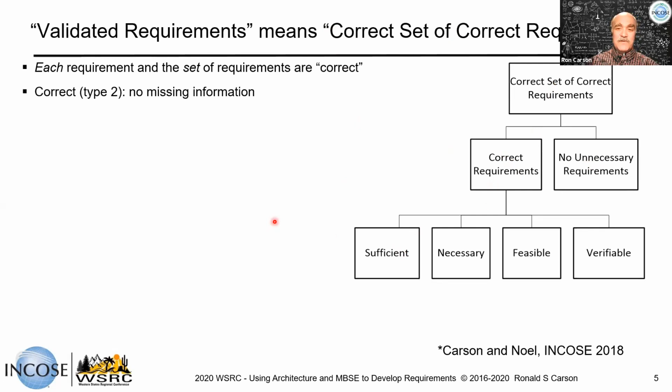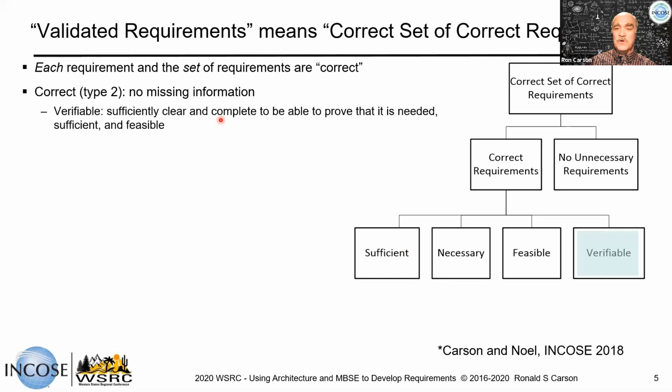What we mean by correctness then is there's no missing information. At first, we look at individual requirements, that there's no missing information. Each requirement has everything that is needed. And so we're looking that it is verifiable, meaning it is sufficiently clear and complete to be able to prove that it is needed, sufficient, and feasible. And those are the other characteristics. But if we can't understand it, or it doesn't have all the information, then these other things cannot be determined.